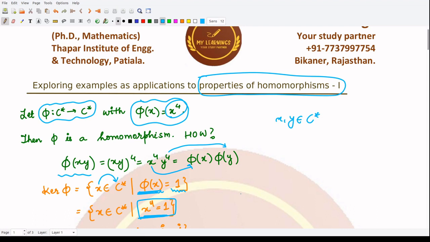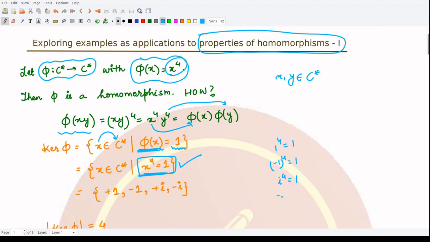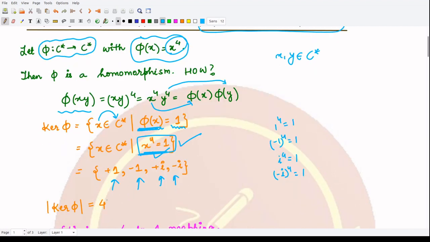Now, what numbers will you get when you solve this equation, x raised to power 4 equals 1? Here you see 1 raised to power 4 is 1, minus 1 raised to power 4 is 1, iota raised to power 4 is 1, and minus iota raised to power 4 is 1. Hence you have all these 4 as the answer to this equation, so they are the elements of your kernel. Because there are 4 elements present, the order of the kernel is 4.